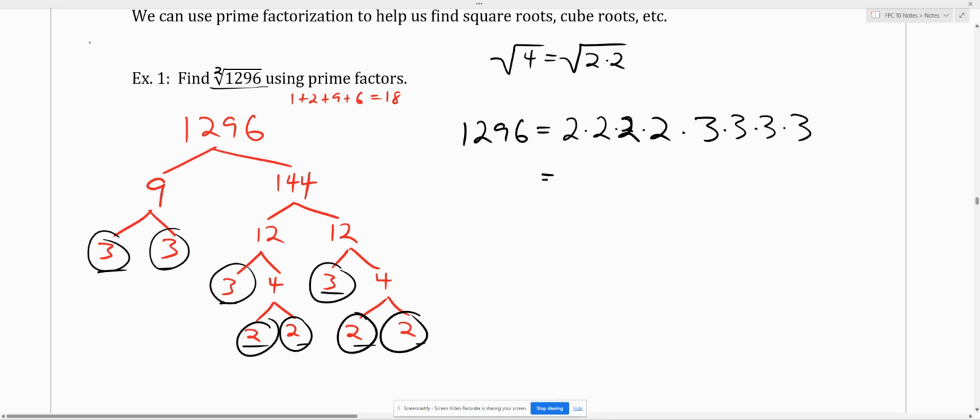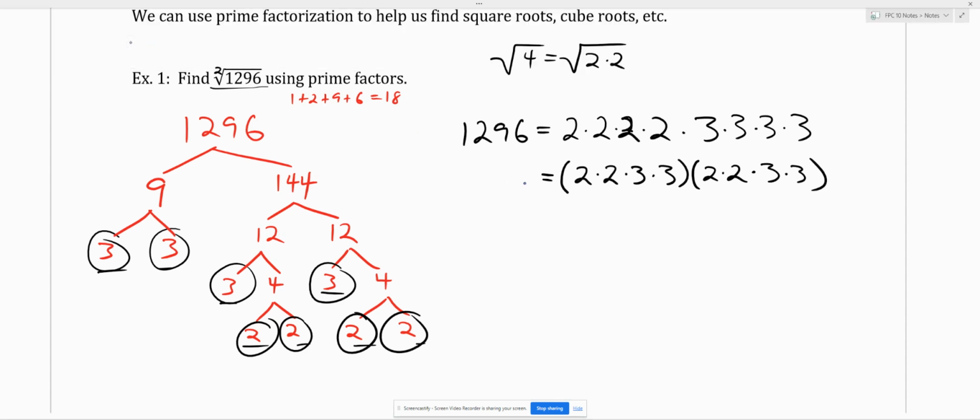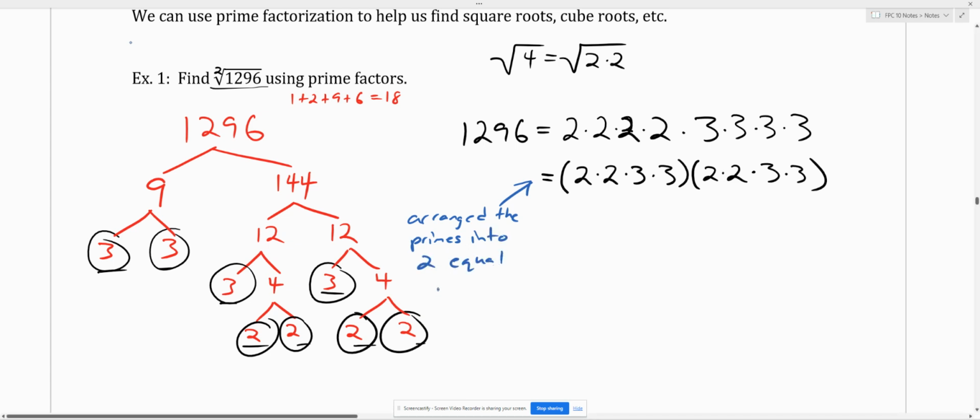And let's just rearrange them. Right now, I have my 4 twos and my 4 threes. Well, let's arrange them into two groups using brackets. If I take 2 of the 2s and 2 of the 3s, and then I take 2 more 2s, the 2 left over, and the 2 3s left over, you can see now I've arranged it into two equal groups. That is crucial. What did I do here? I arranged the prime factors into two equal groups.